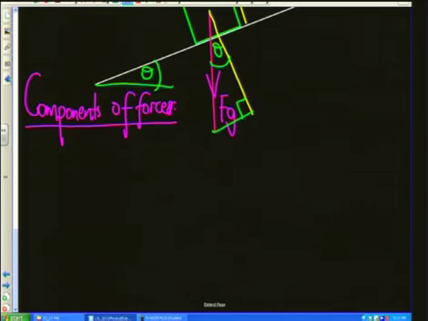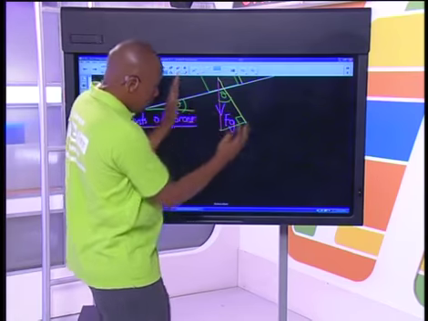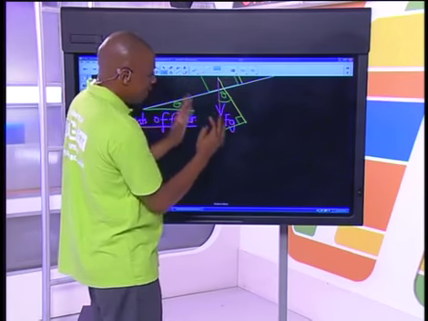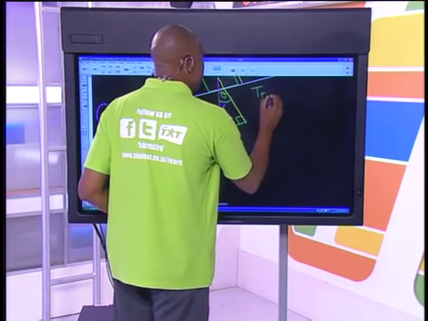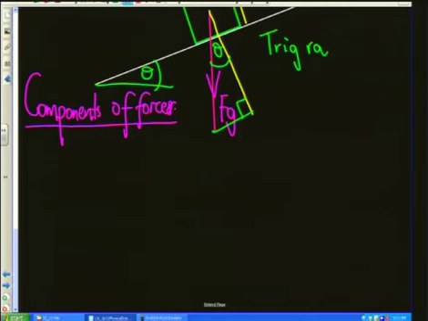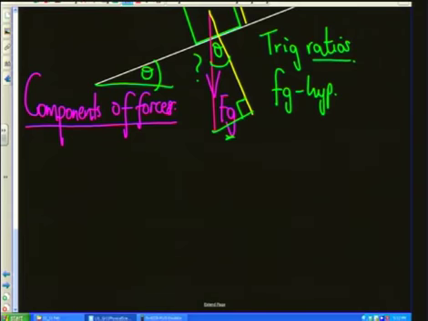Now, if I've got a 90-degree triangle here, or a right-angled triangle as we know it, I can make use of trig ratios to find the components. Because what I know for sure, if I know the mass of the box, I know what this one is, which is Fg. I know what Fg is. And because Fg happens to be the hypotenuse of this triangle, I can work out what this one is.